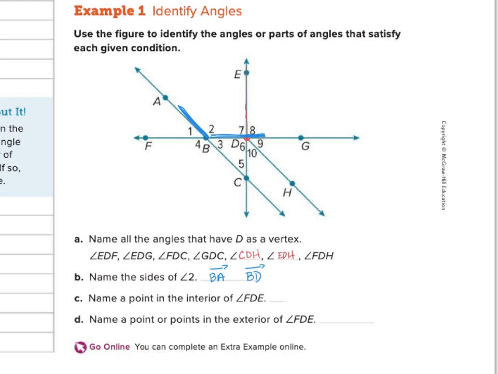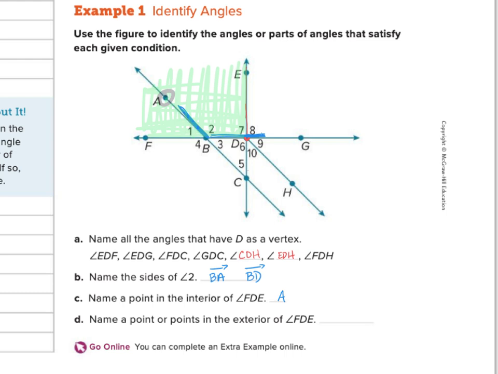Name a point that is interior to FDE. All right, so FDE is this way. Right, there's my FDE angle. Those are my interior areas. So the only interior point that I can label there is going to be point A, because the other points are actually on it.